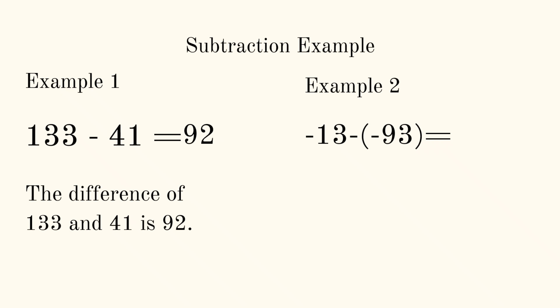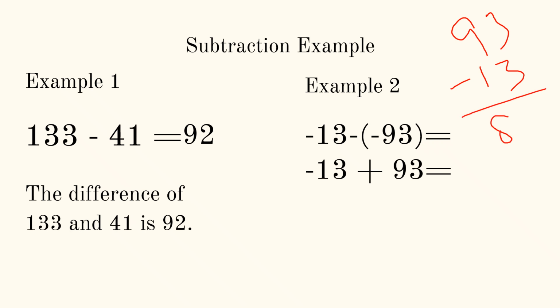Example 2. Negative 13 minus negative 93 equals. Whenever we have a minus a negative, we're going to switch that to a positive. So now we have negative 13 plus 93. And as we notice, both signs are not the same, so we're going to go ahead and subtract. 93 minus 13, and that's going to give us 80.